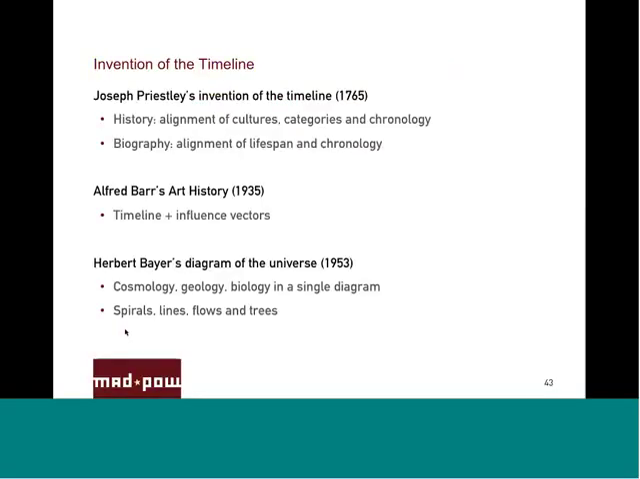The last thing I wanted to introduce were some examples of timelines. Again, the timeline turns out to be something that was invented. Joseph Priestley in the late 1700s invented the timeline, both the historical timeline, aligning cultures and categories with chronology, and the biographical timeline, the whole idea of creating alignments of lifespan and chronology. And I'll show you a couple of other examples, 20th century examples from Alfred Barr and art history, and the work of the great designer Herbert Bayer.